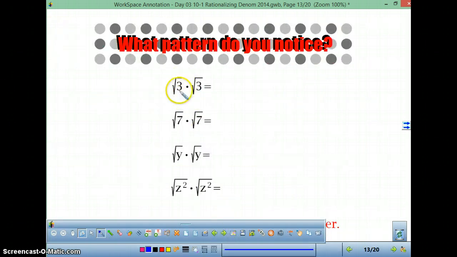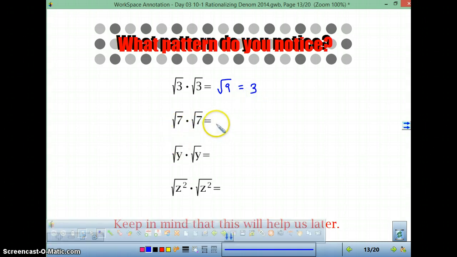Okay, notice this pattern. Square root of 3 times square root of 3 is the same thing as square root of 9, which is just 3. Square root of 7 times the square root of 7 is the same thing as the square root of 49, which is just 7. Square root of y times the square root of y is the square root of y squared, which is just y. Square root of z squared times the square root of z squared is the same thing as the square root of z to the 4th, which is just z squared.